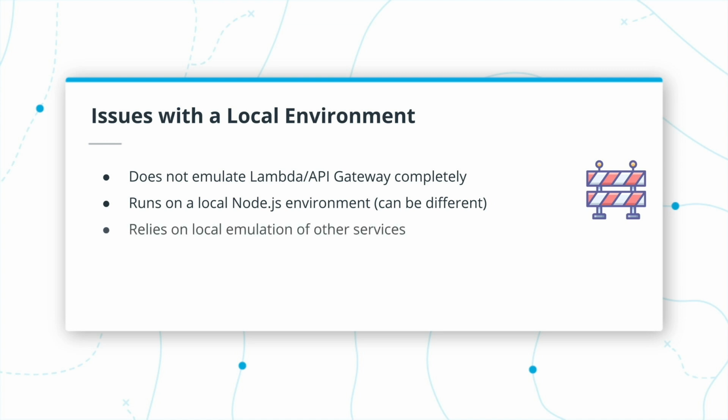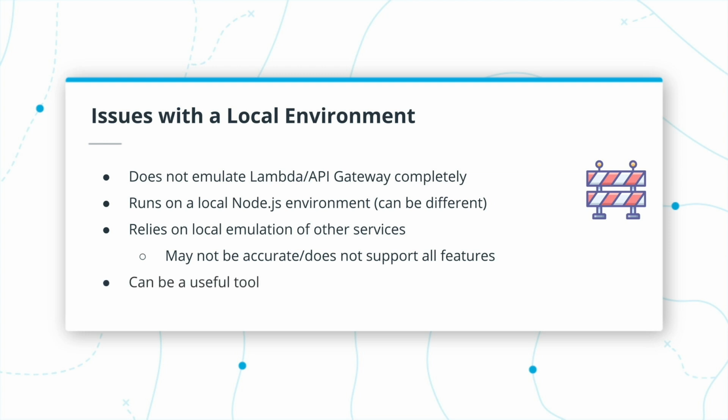And the last one is that when we run our application locally, it will rely on local emulation of other AWS services. And those local versions can differ from AWS services in some subtle ways. So, for example, the local DynamoDB that we will use in the next demo has subtle differences in its API compared to real DynamoDB. So while it can be a useful tool, we need to deploy to AWS to test our application fully.